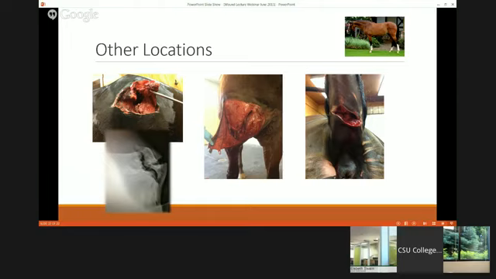And then the third picture is a horse that clamped its tail over an electric fence. And I just wanted to remind everyone not to forget that the tail also has bones within it, and these locations should not be ignored.